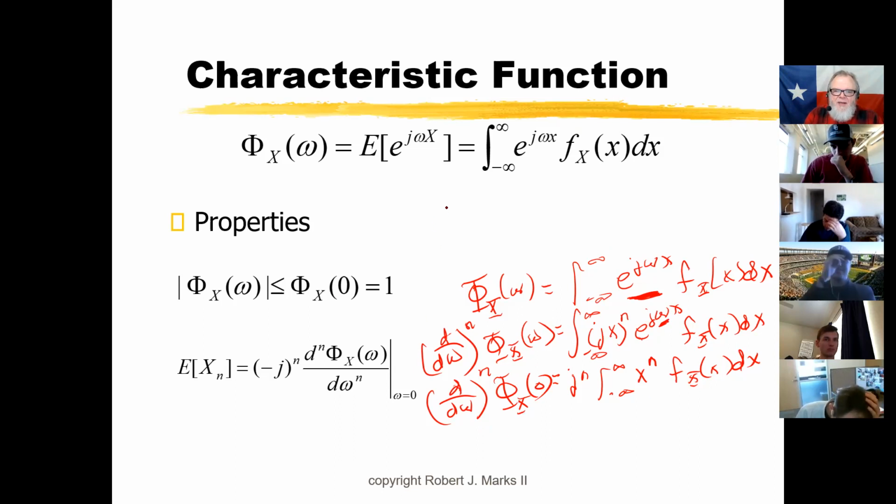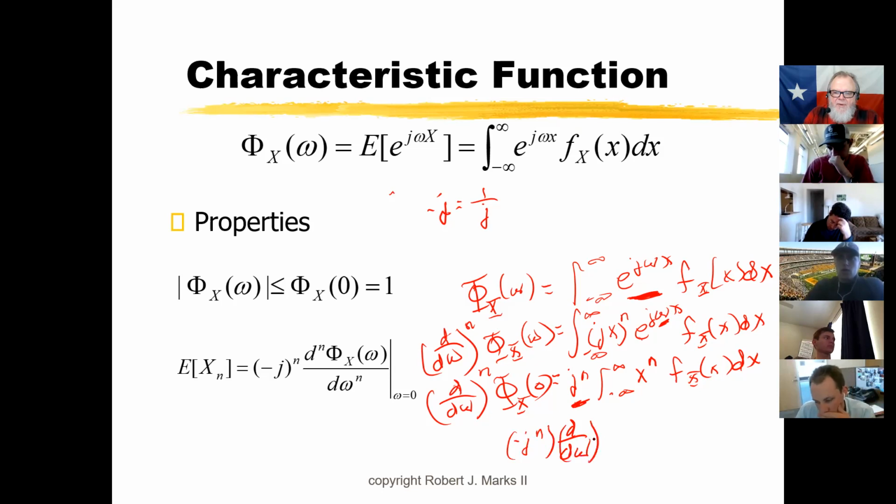Now, here's something which is kind of cool. Do you know that minus j is equal to 1 over j? Is that right? Right. So therefore, we can take this j to the n to the other side, and say that minus j to the n times the nth derivative of phi sub x of 0 is equal to the expected value of x to the n.